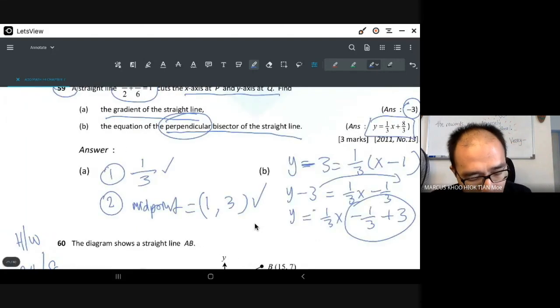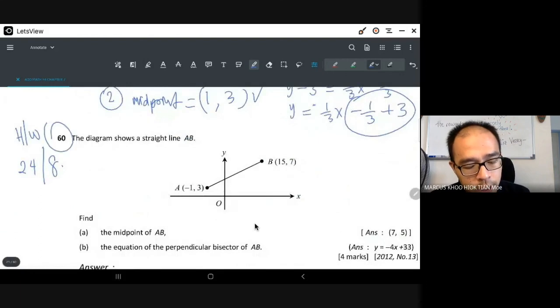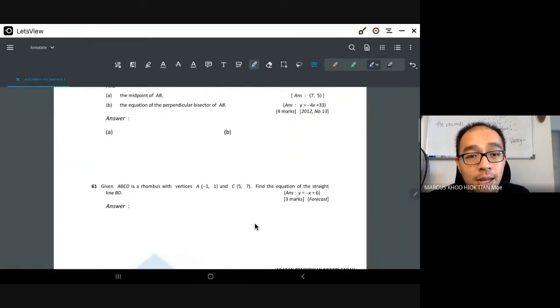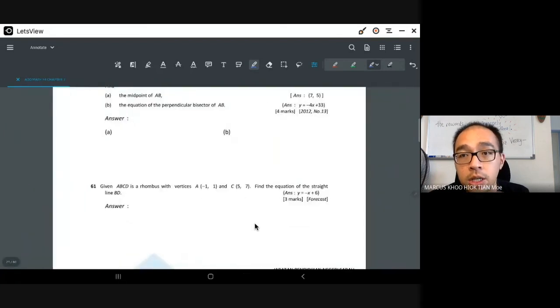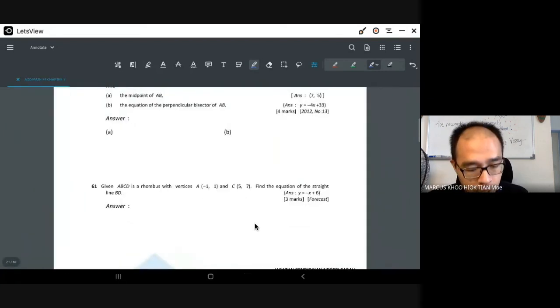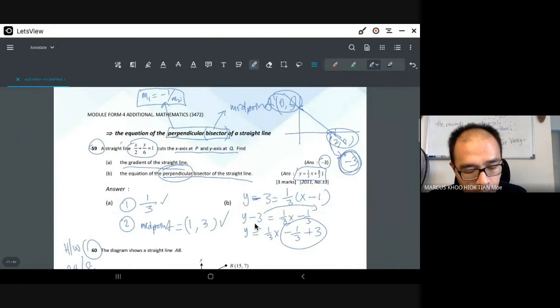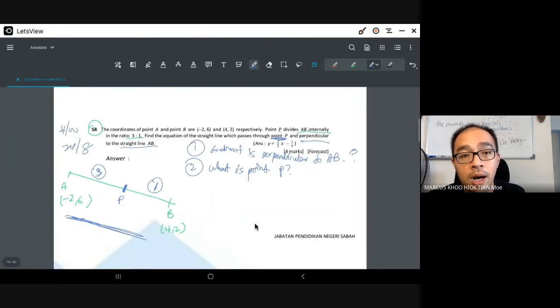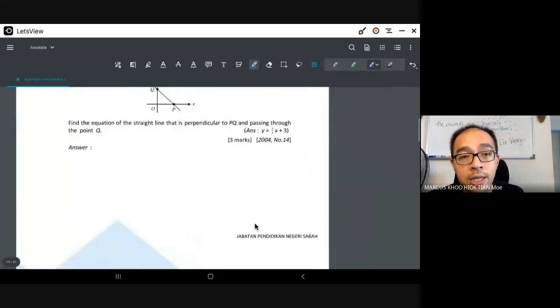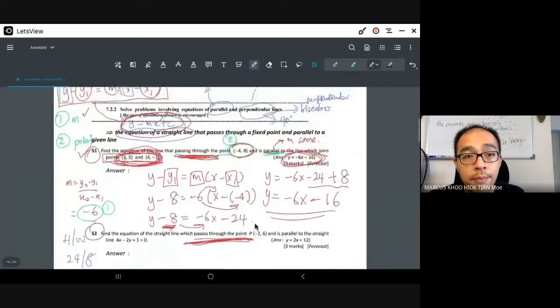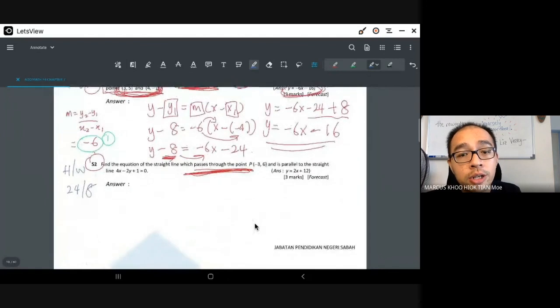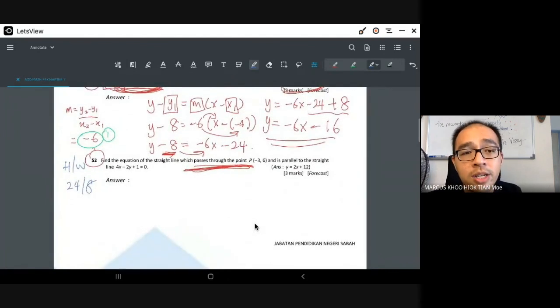Your third question for the day is question number 60, which is actually the same question as 59. Seriously, it is the same question as 59. All right, that's it for today. I just want to show you how to calculate the equation of the perpendicular bisector, and then of course if it is perpendicular, and the third one if it is parallel. So only 3 questions. I thought I had 4, but only 3 questions.